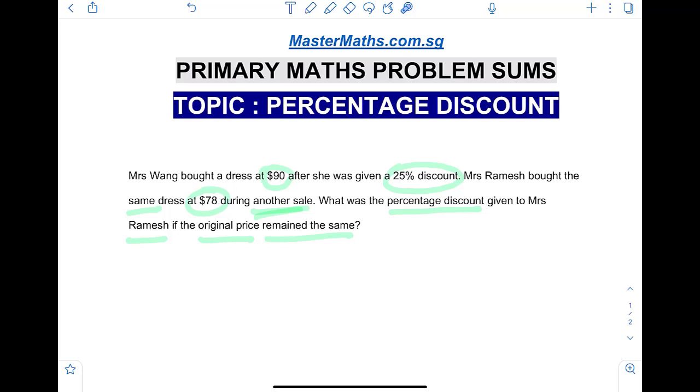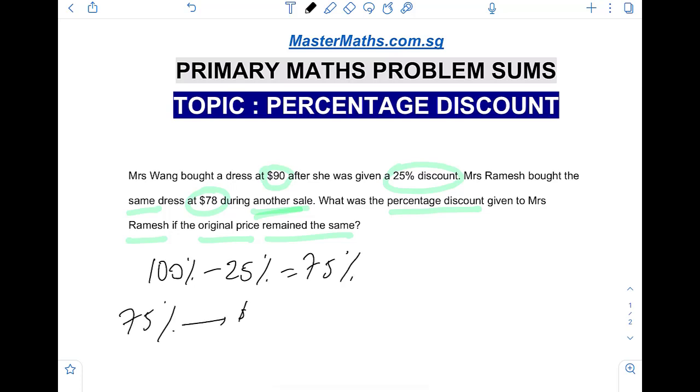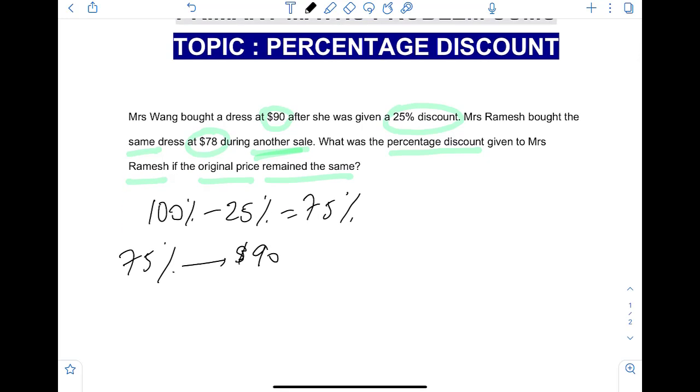So we know that Mrs. Wang paid $90. This was after a 25% discount. So 100% minus 25%, Mrs. Wang actually just paid 75% for the dress, which was $90. Okay, so let's find the original price of this dress.